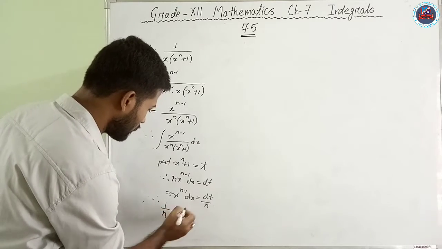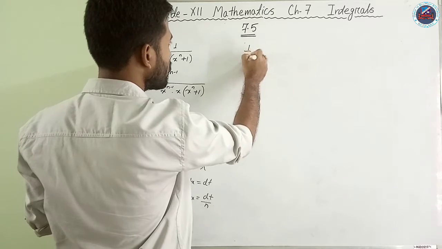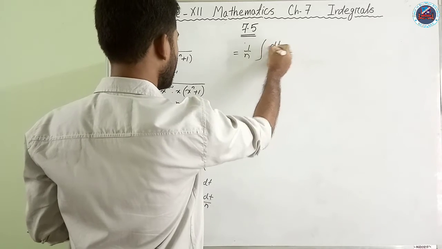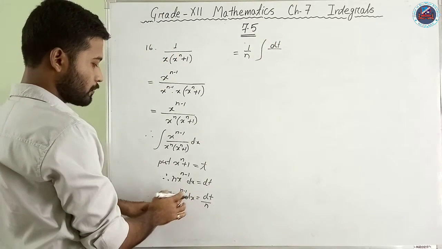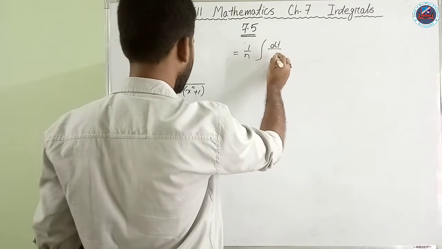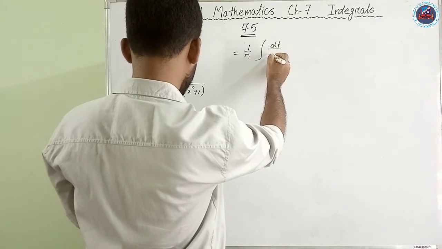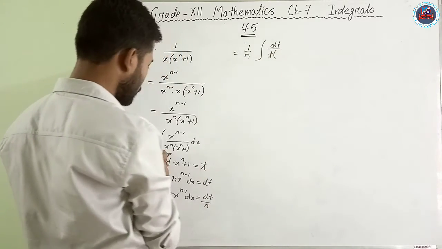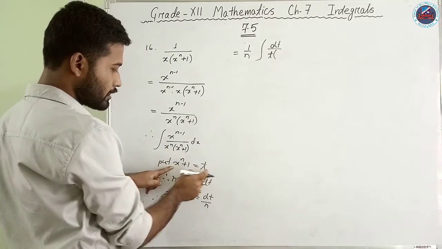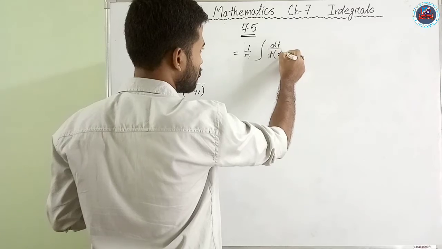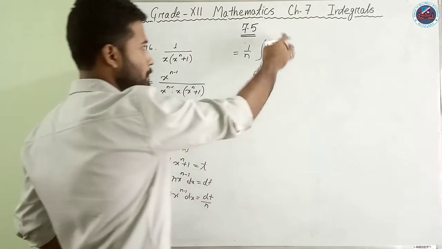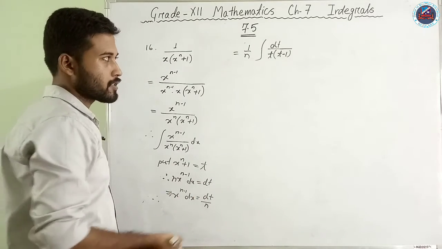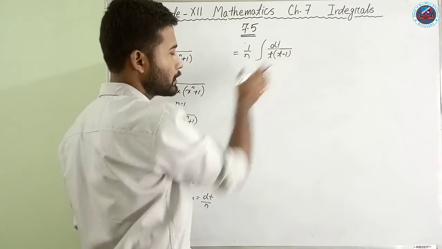Now this x to the power n minus 1 dx, we can write dt by n. So 1 by n I can take out as a constant, and this will be integration of dt, because this x to the power n minus 1 dx will be replaced by dt by n, and here we shall be remaining with x to the power n plus 1 which will be t. And what about this x to the power n? X to the power n will be t minus 1. Fine. So now this part looks as a proper fraction, isn't it? So using the partial fraction properties, especially the first case, we can split this.